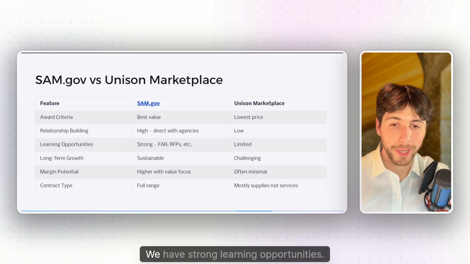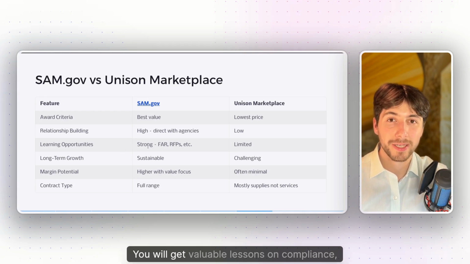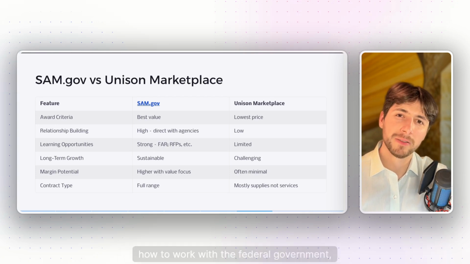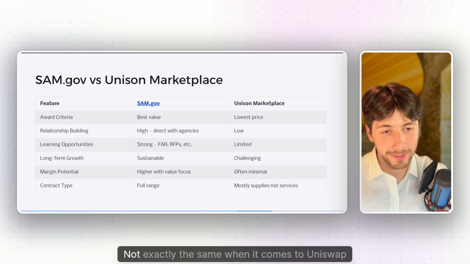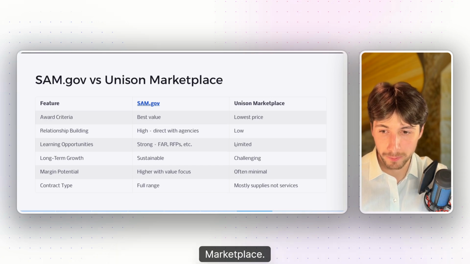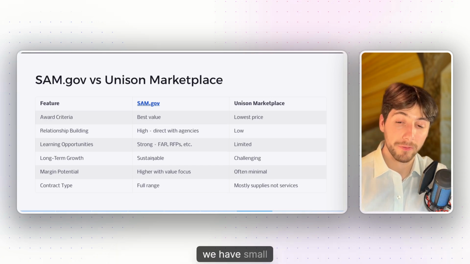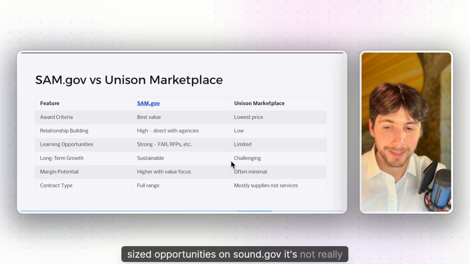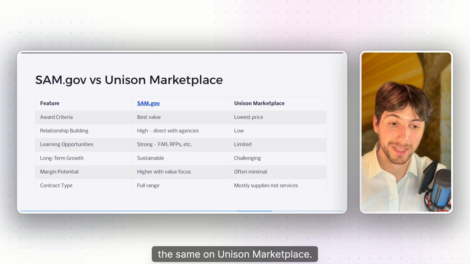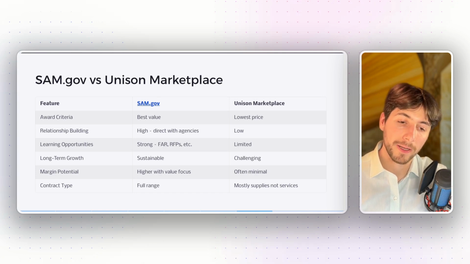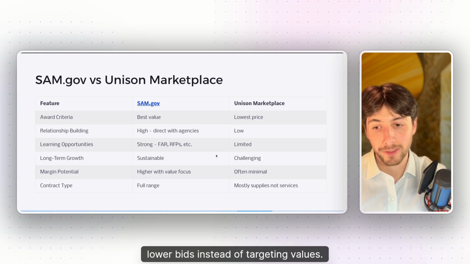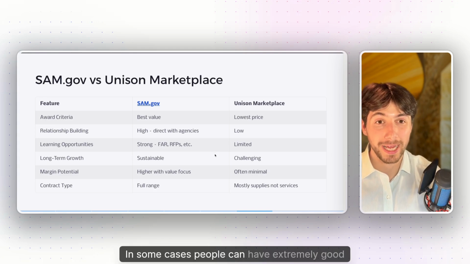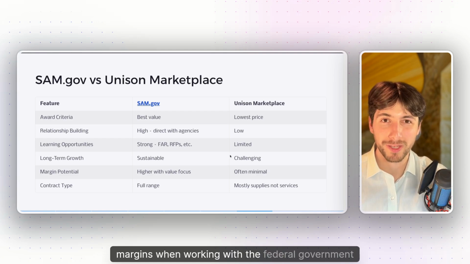Learning opportunities, we have strong learning opportunities. You will get valuable lessons on compliance, how to work with the federal government, how to write proposals, and so on. Not exactly the same when it comes to Unison Marketplace. Long-term growth, as said, we have small to large sized opportunities on SAM.gov. It's not really the same on Unison Marketplace, and you are always targeting the lower bids instead of targeting values. So you can't really have the same margins. In some cases, people can have extremely good margins when working with the federal government.